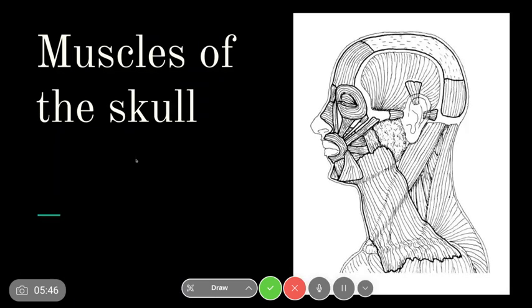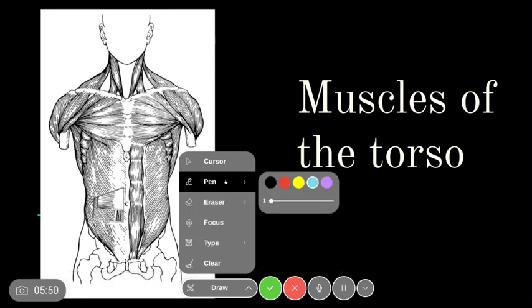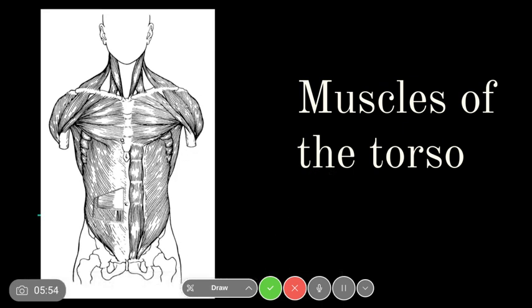Next, I want to look at the pectoralis major, and that's this one up in here. Its origin is the clavicle, the sternum, the cartilage of ribs 1 through 6 or 7, and the aponeurosis of the external oblique muscle.